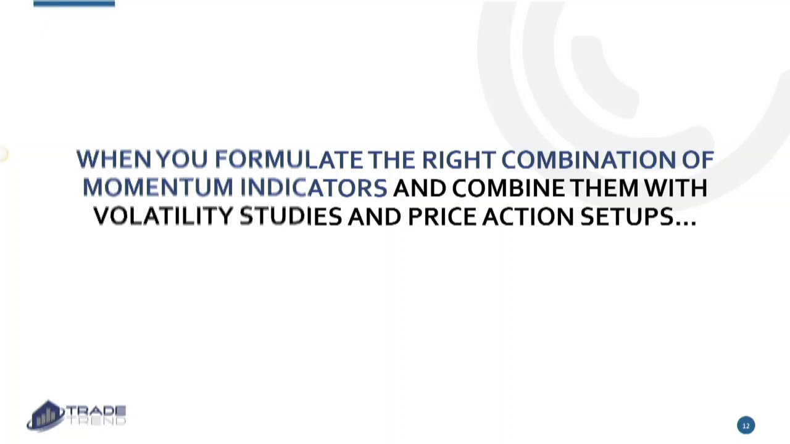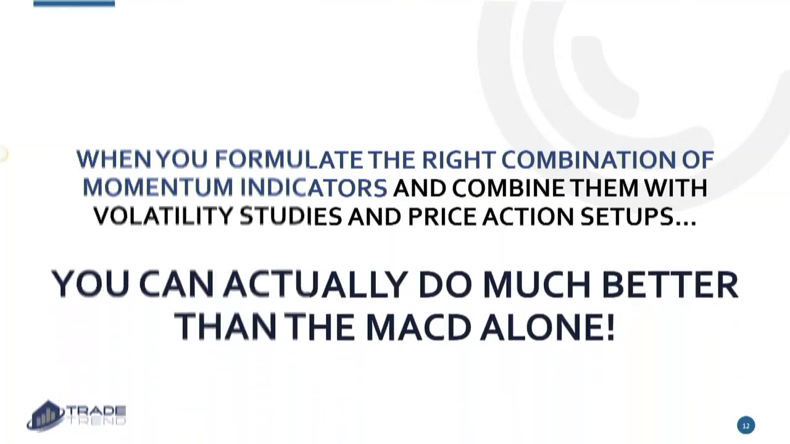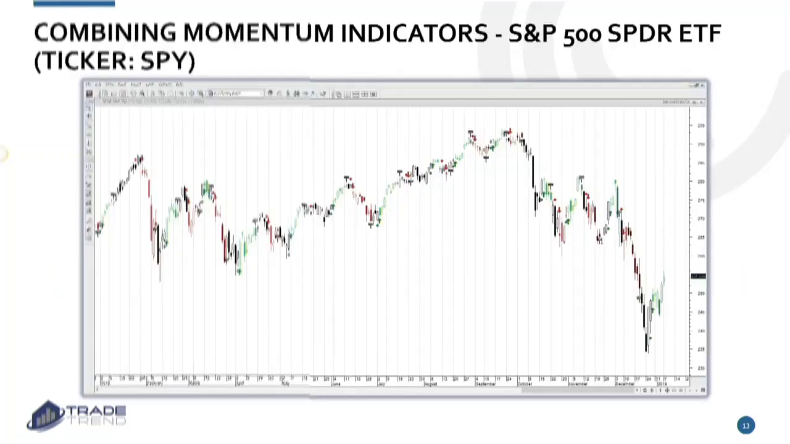And so that's what we have done, and we've actually programmed this in a way that we can combine a set of momentum indicators that weeds those false signals out and gives better warning of the major moves. So you can actually do much better than the MACD alone. And this is what we have programmed using a combination of momentum indicators. So this is a chart of the S&P 500. And the signals that are shown on this chart are all momentum-based signals. So they're looking for momentum shifts and momentum continuations.